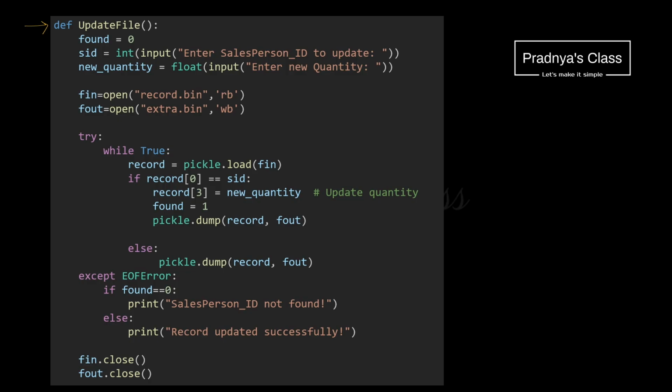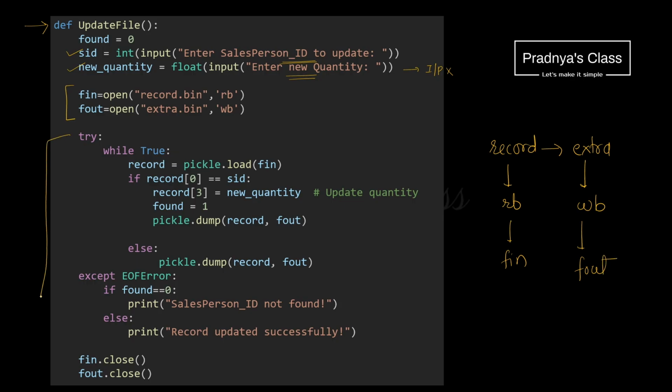According to the instruction, here is the function. We need to enter salesperson ID, for which we will be updating the quantity. So that input we are taking here. Even we are taking input of new quantity. If you don't want to take this input, even directly you can take later. We are taking the data from the record.bin and storing it in extra.bin. That's why this file will get open in RB mode and extra.bin file will get open in WB mode. That we are doing here. The file pointer for this is fin and the file pointer for this is fout.